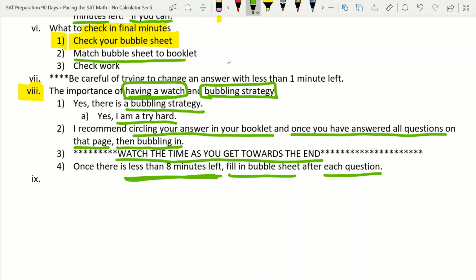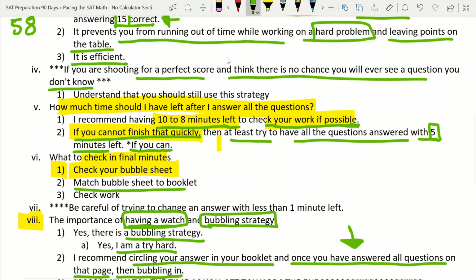So once there's less than 8 minutes left, you're going to want to fill in the bubble sheet after each question, to avoid a situation where you've answered a question correctly but forgot to put it in the bubble sheet. So for the first 17 minutes of the test, you want to follow this strategy, in my opinion, of answering all the questions on a page, then bubbling them all in. And once there's less than 8 minutes left, fill in the bubble sheet after each question. Okay, so that's my bubble sheet strategy. That's what I'd recommend doing.